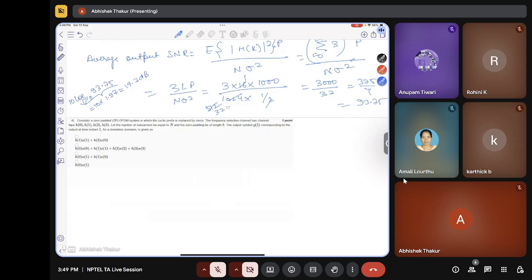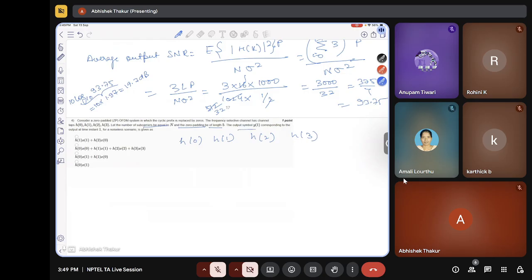Now consider a zero padded OFDM system in which the cyclic prefix is replaced by zeros, and the frequency selective channel has the channel taps H0, H1, H2, and H3. So the number of subcarriers is equal to N, and zero padding is of length 5.